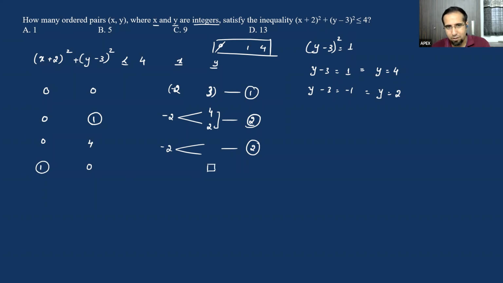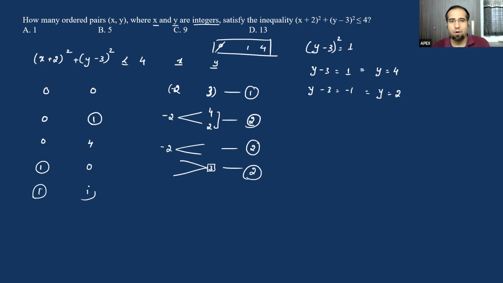This time the diagram would be something like this. Y is equal to 3 and x will have two values. Okay, so this gives me 2. Now, the next case that I look at is 1, 4, which is not accepted. 1, 1 is acceptable.